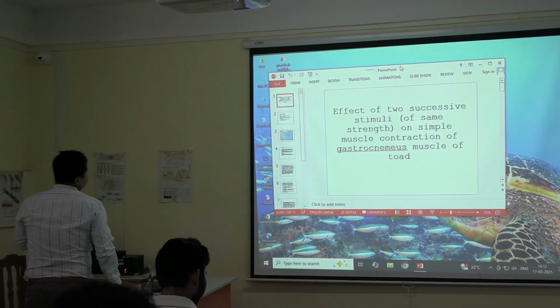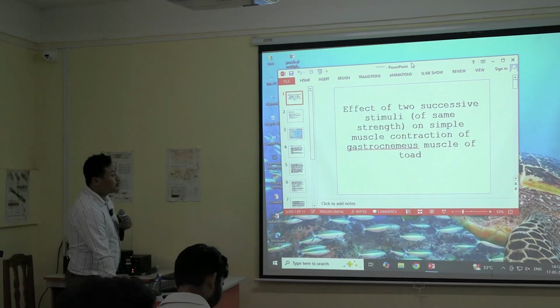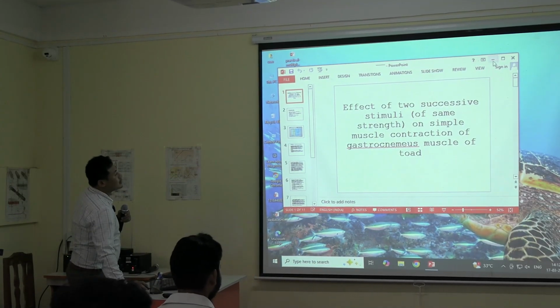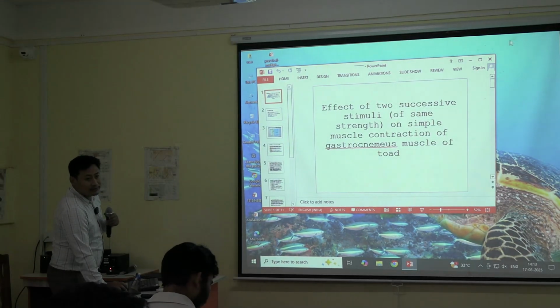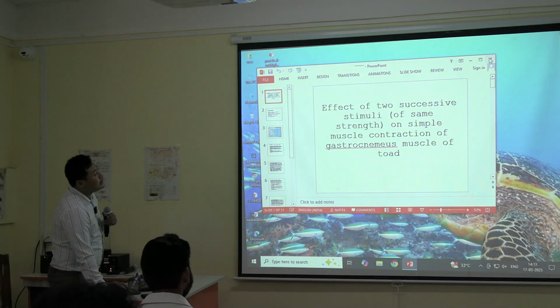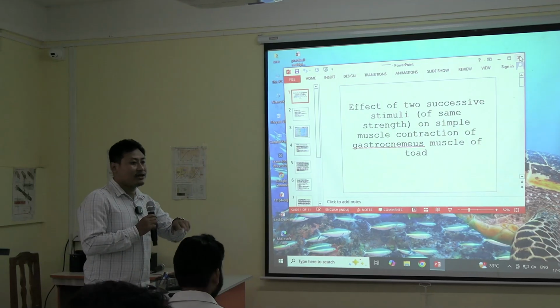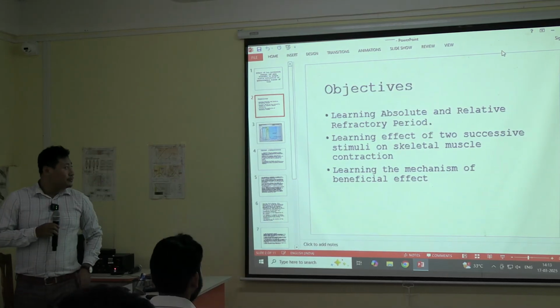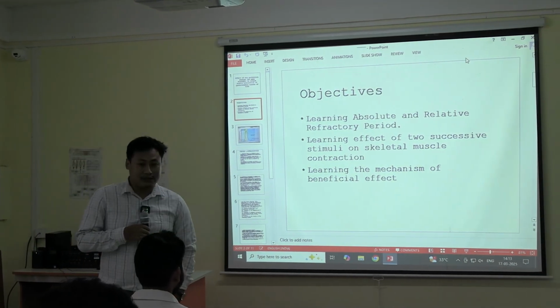Today we will see the effect of two successive stimuli of the same strength on a simple muscle contraction of the gastrocnemius muscle. Lastly, in the previous class, we learned about the effect of multiple stimuli on a simple muscle curve. Now, in this experiment, we will study the effect of two successive stimuli, giving one after another. Today's objective: we will learn about the absolute and relative refractory period.